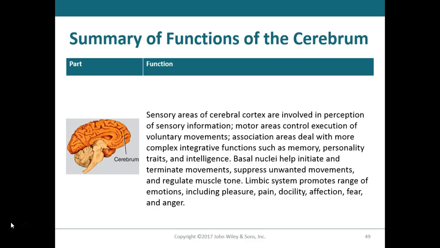And finally, here we have a slide that gives you some very basic information that we've covered, a summary of the functions of the cerebrum. So remember, we have those sensory, motor, and association areas. The basal nuclei are going to be responsible for regulating movements. The limbic system is responsible for emotion, and don't forget to add in here the reticular activating system, even though it's really a part of the brain stem. We looked at it with some of those functional brain systems and talked about the RAS role in consciousness.